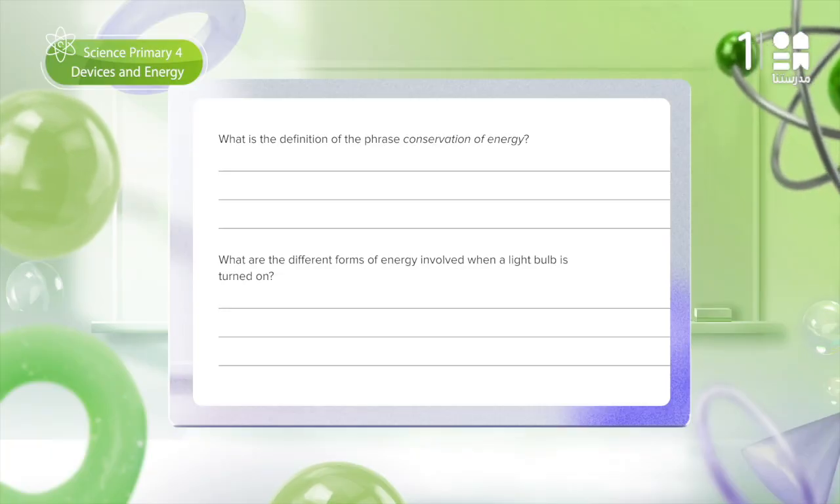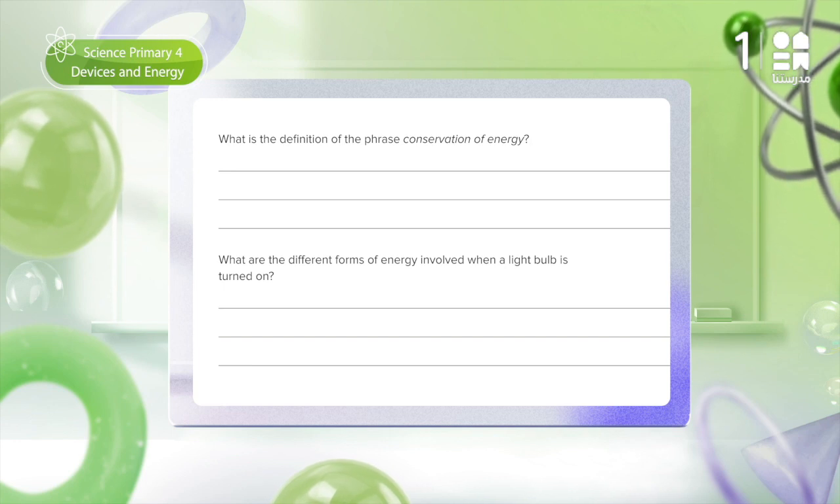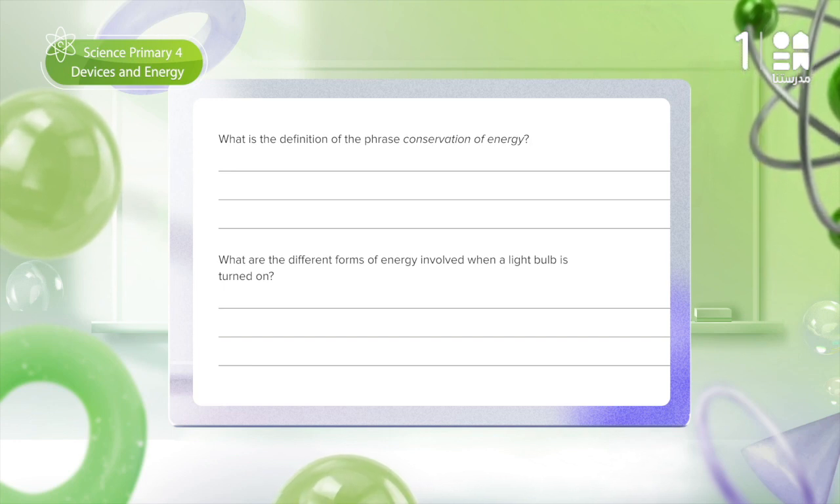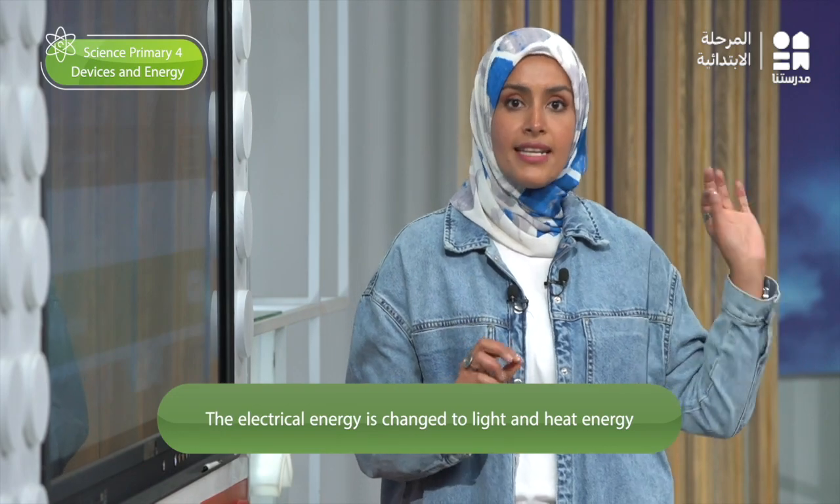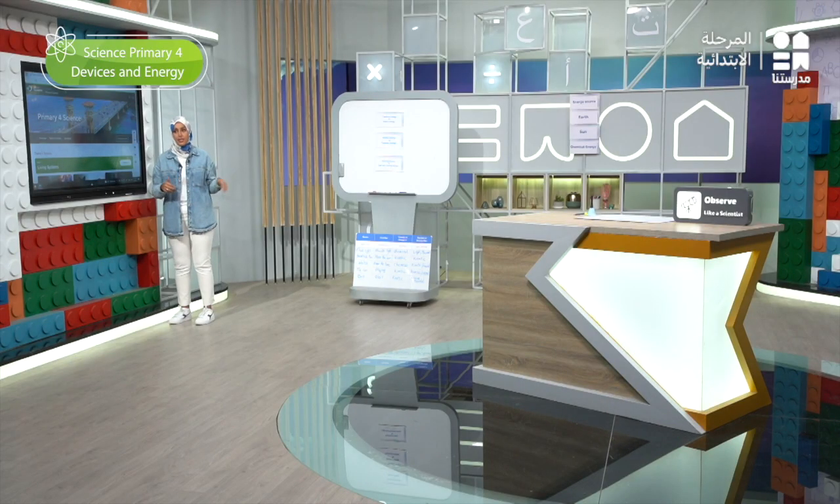The next question, what are the different forms of energy involved when a light bulb is turned on? What transformations happen to the light bulb? The observation that we recorded on the board, the electrical energy is changed to light and heat energy. احنا كتبنا ده على البورد ان electrical energy هتتحول ل light and thermal energy or light and heat energy.